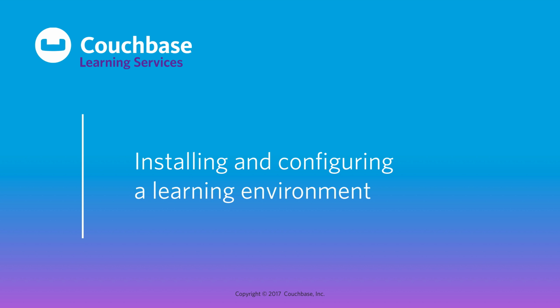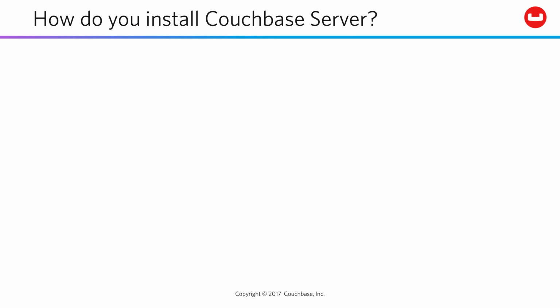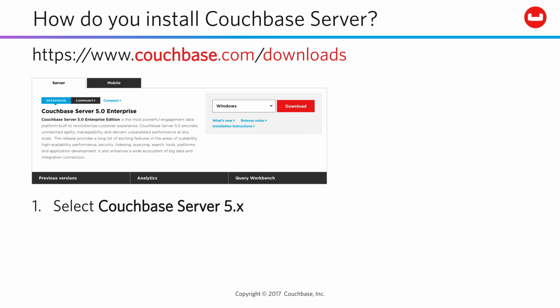In this lesson, we'll start getting your local system set up to take this training course and learn some useful things along the way. Just to be clear though, we're setting up a learning environment and will not be using production settings. To install Couchbase Server, go to couchbase.com/downloads to download Couchbase Enterprise Edition 5.